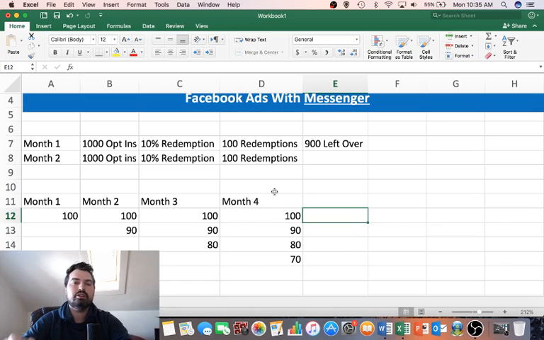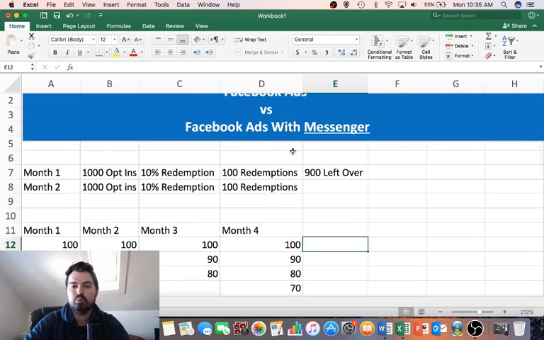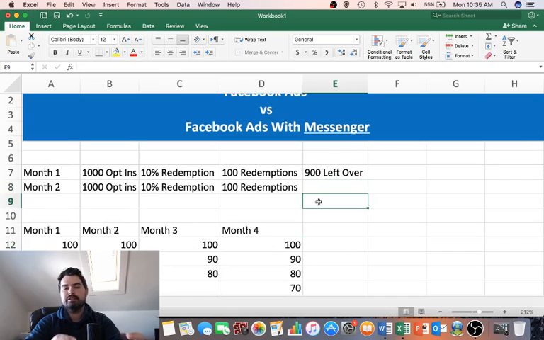So that's the huge difference between Facebook ads when you have a strong Messenger process rather than just regular Facebook ads with remarketing. A lot of people get confused because they say, "Facebook ads with Messenger? I'm already doing Facebook ads. What can be so different?" But the reality is you're saving a ton of money and getting much better results.